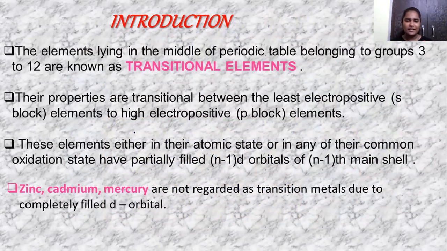These elements, either in their atomic state or in any of their common oxidation states, have partially filled n-1 d orbitals of the n-1th main shell. Zinc, cadmium, mercury are not regarded as transitional metals due to completely filled d orbitals.